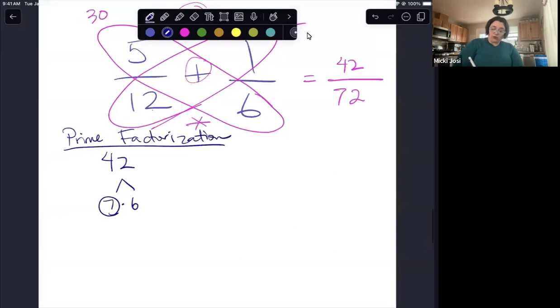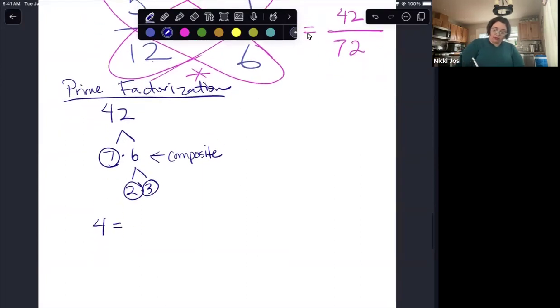Okay, what do we call 6? 6 is composite. So it can break down into 2 times 3, which are both prime. So 42 is equivalent to 7 times 2 times 3. And it kind of annoys me a little bit that they're out of order. So I'm just going to stack them in order. Okay. So those are what we call the prime factors of 42.